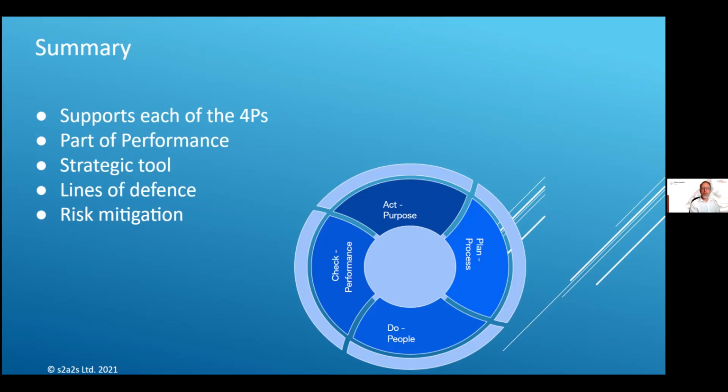Audit should be a strategic tool. So, you know, if we are doing all of this activity to look at our purpose, look at our people, look at our process and look at our performance, that should go to the top, because it gives the top management an indication of how well that system that they are funding and supporting is doing for them.